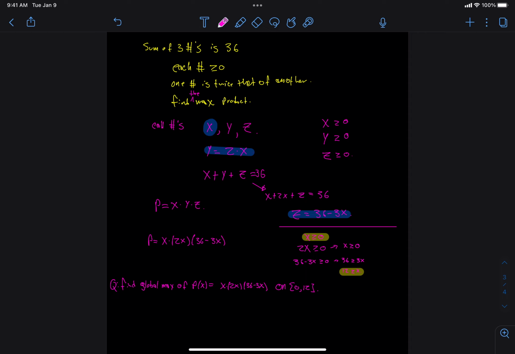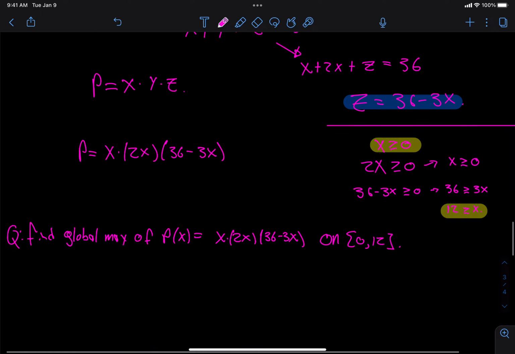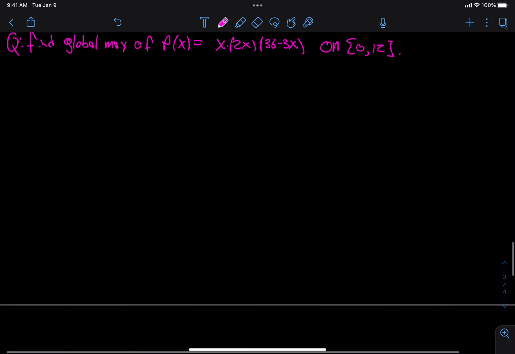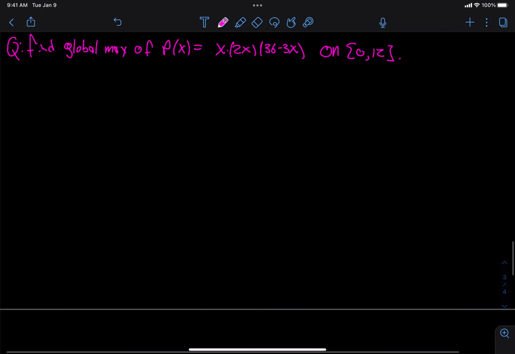But once we get to here, let's go ahead and finish this off, right? So we still have to find out what is the global max of this function on this interval. To do that, let me ask you all a question. Am I going to need to use the first derivative test or the second derivative test for this problem? No. Andon says no. Why not? You're right.